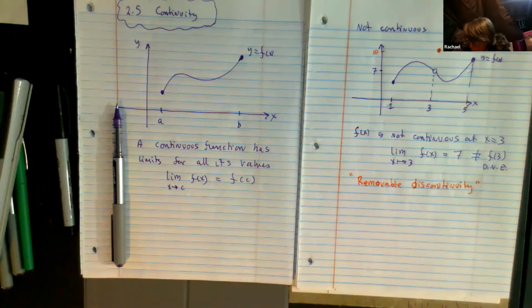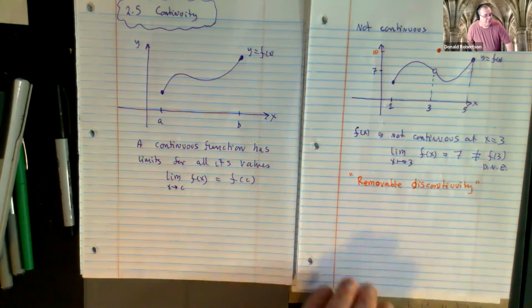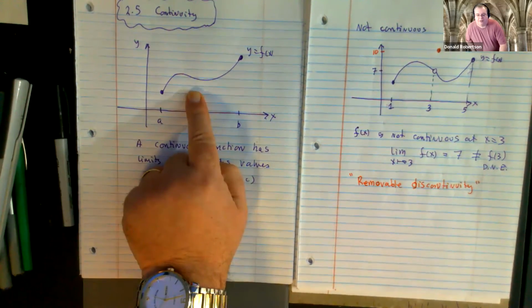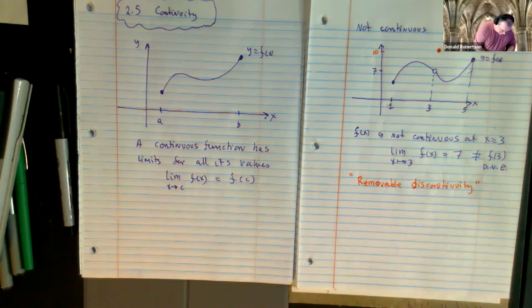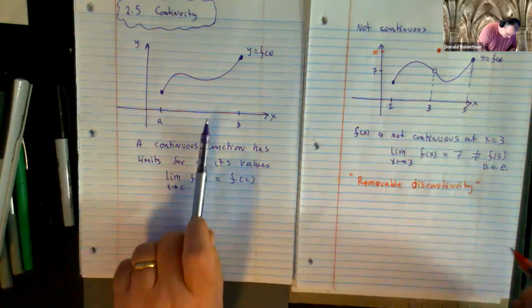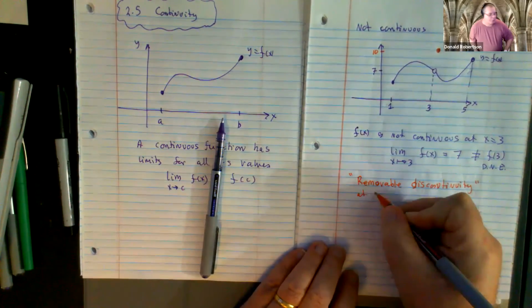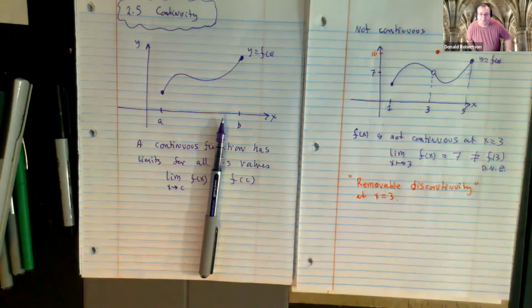Are we good? Nothing wrong with it, continuous everywhere. Hasn't this got a removable discontinuity? I guess if I'm doing its full title, at x equals 3, right? You tell people where the problem is when you describe it.